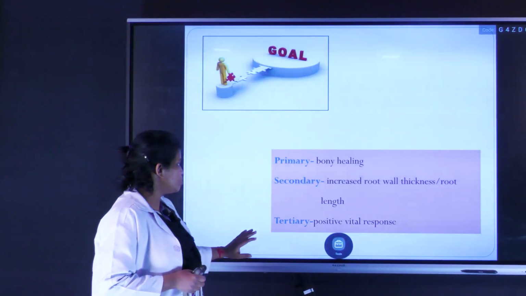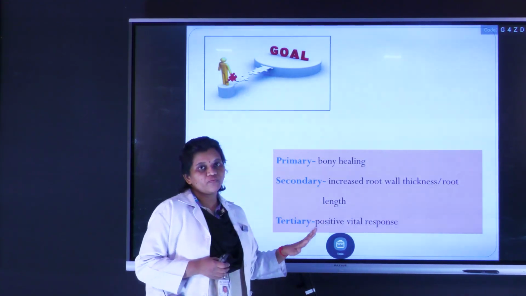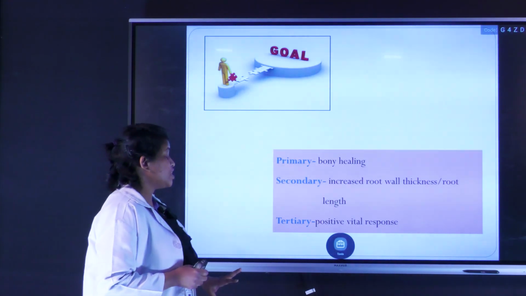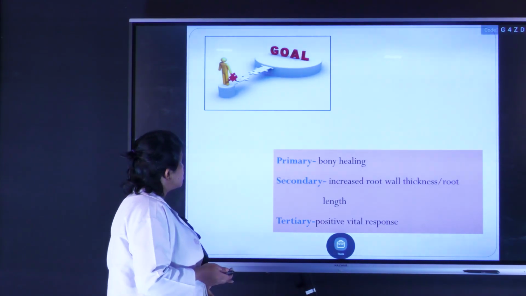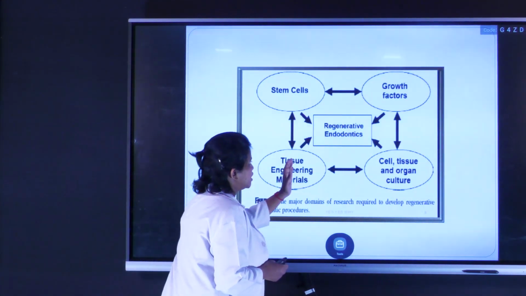So the most important goal of regeneration is the development of the positive vital response. So these are the three objectives of regenerative endodontics. Coming back to the factors which will help in regenerative endodontics.